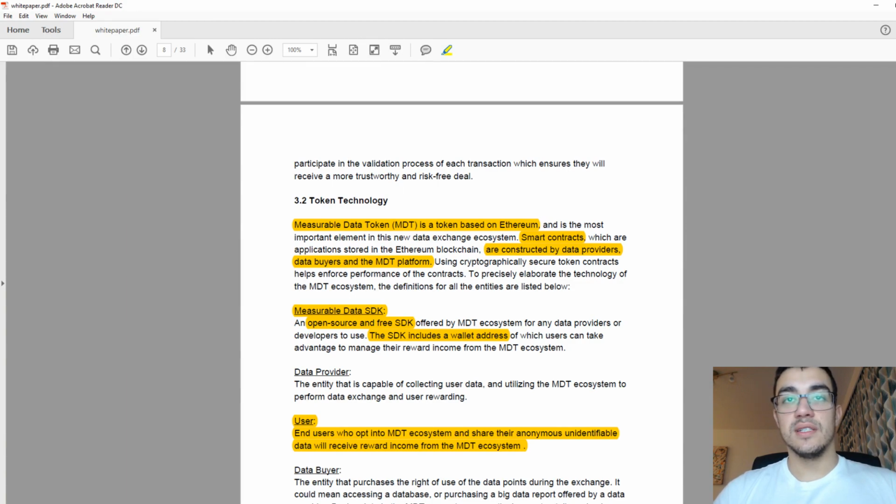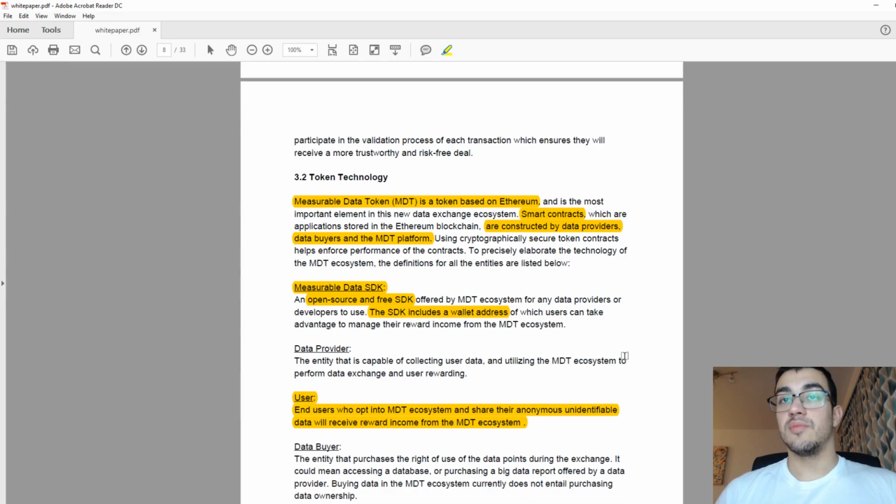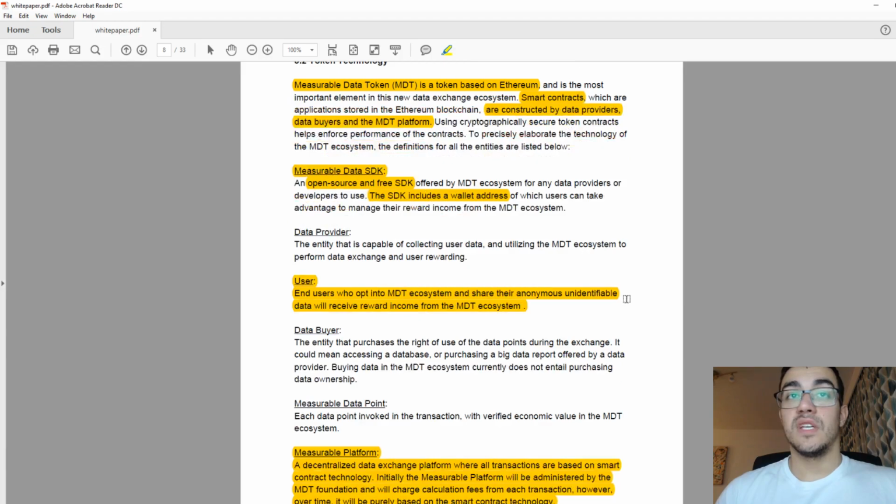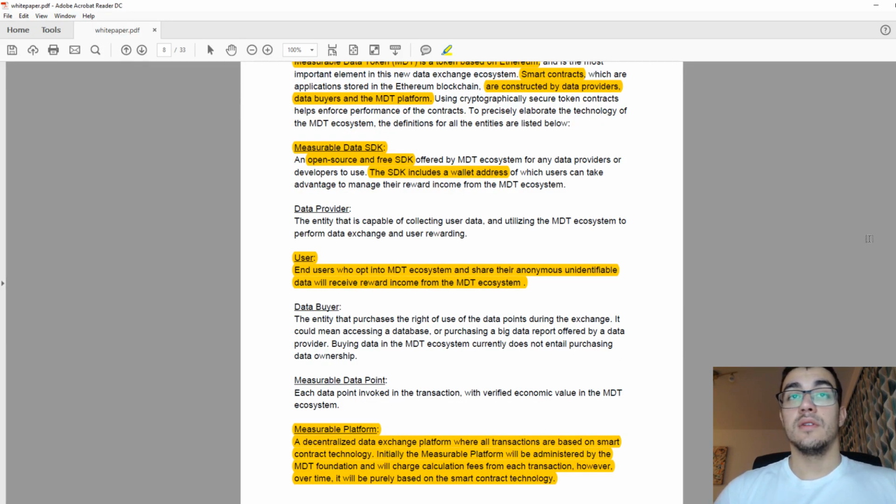Measurable Data Token is a token based on Ethereum, and it will be using smart contracts, which are applications stored in the Ethereum blockchain. These smart contracts are constructed by data providers, data buyers, and the MDT platform. Here they explain all the words you need to know.